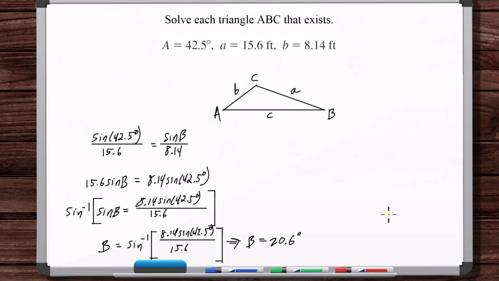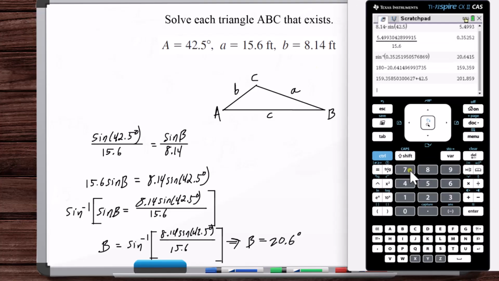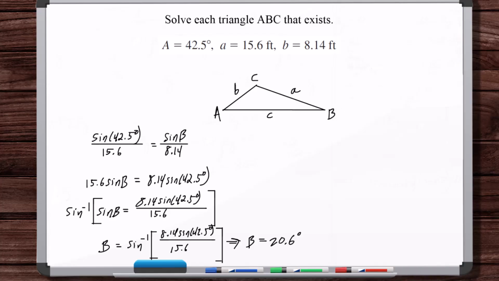We can go ahead and get angle C. So let me take this, add that to 42.5, and then 180 minus this. 116.9 is angle C. Okay, now we just need side length C. We could use the law of sines again.